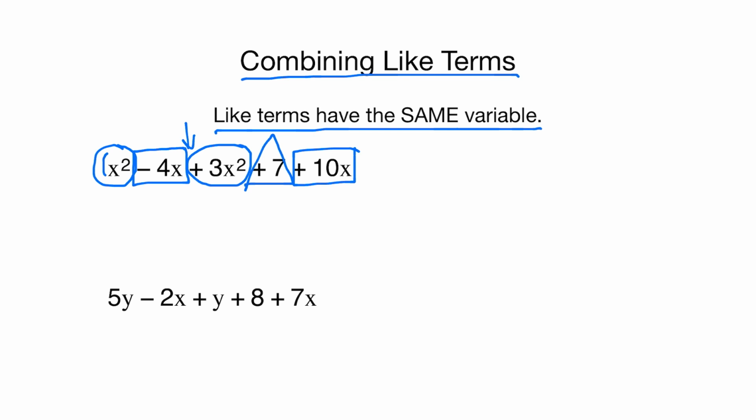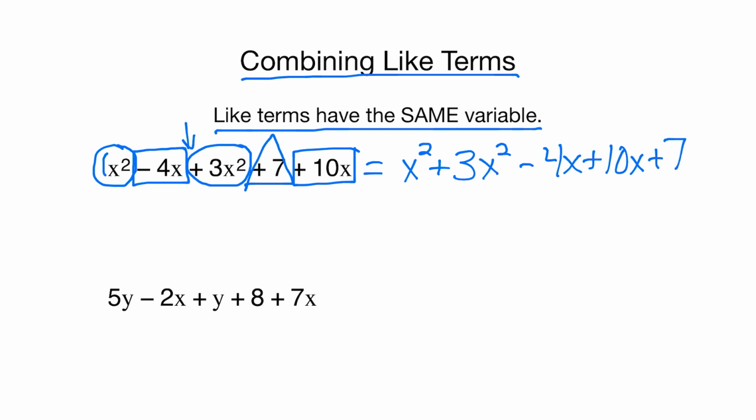Okay, we're going to rearrange these so that the like terms are by each other. So we have x squared. I'm going to move that plus 3x squared right here. And then we're going to have a minus 4x and a plus 10x. I'm just rearranging because you can rearrange. It's the commutative property. You can move these around as long as you keep the same signs with them. And then we have plus 7.